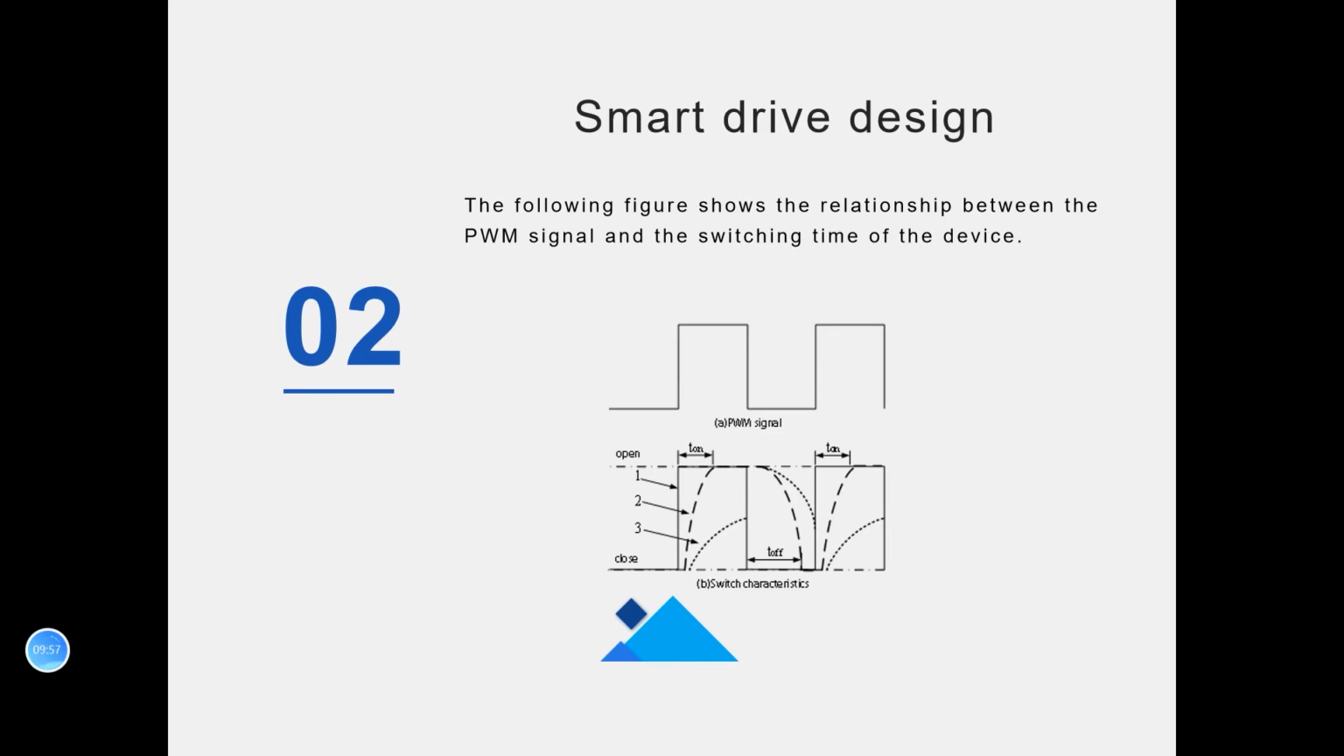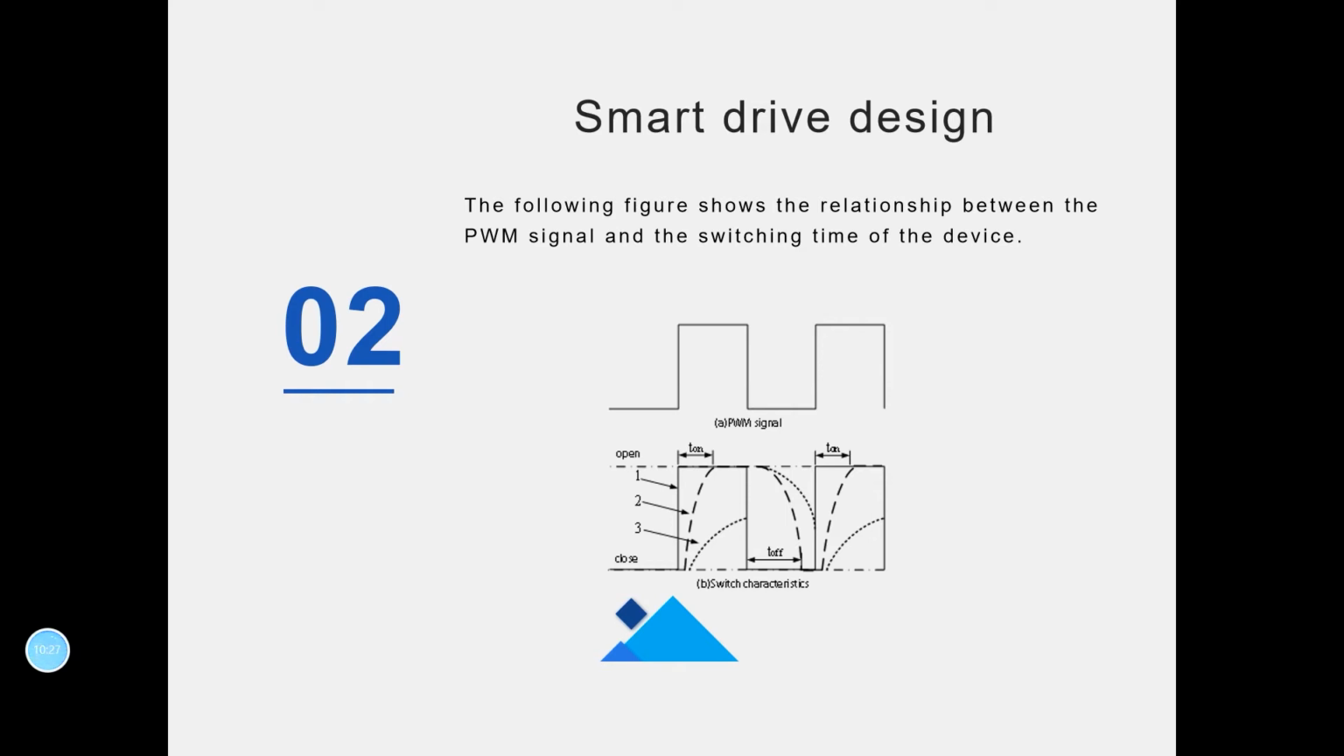In the ideal case, the LED switch is instantaneous, completed synchronized with the PWM signal, as shown in Code 1 in Figure B. But affected by the junction capacitance, the voltage across the p-n junction cannot change suddenly, and the switching state of the device always lags behind the change of the PWM signal.